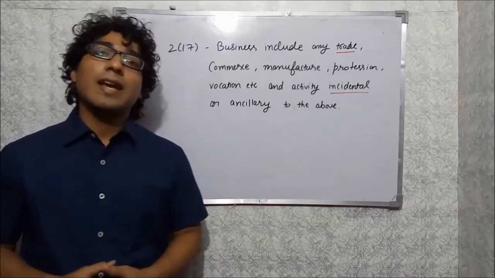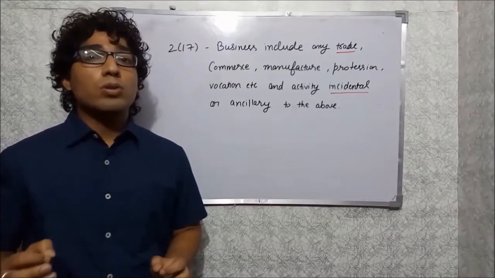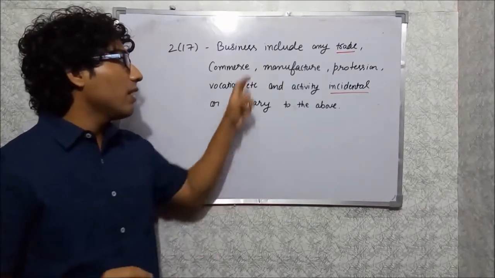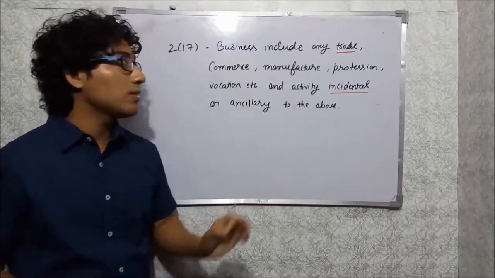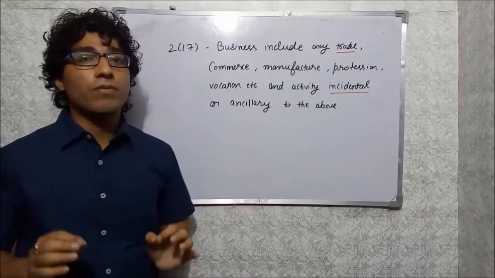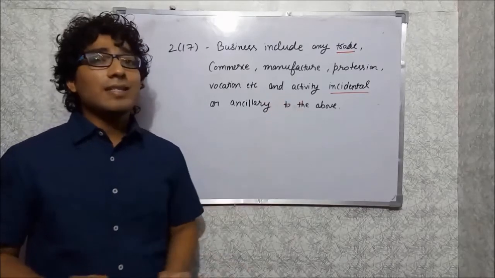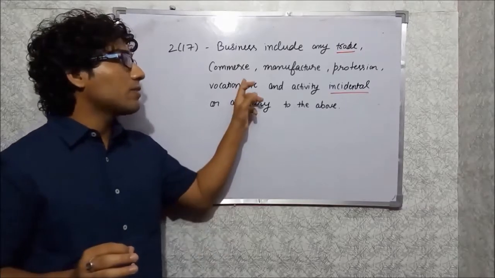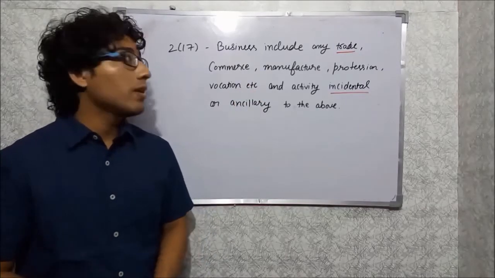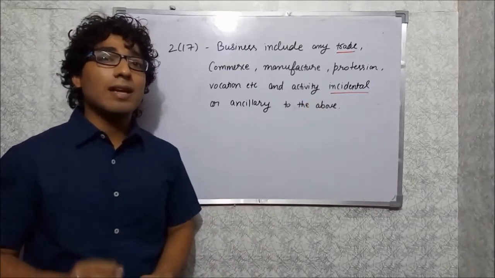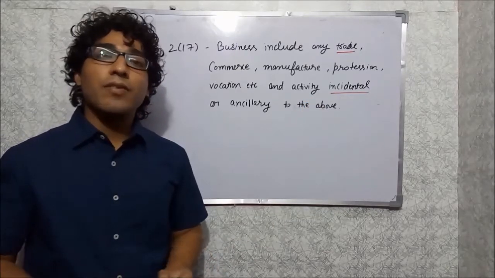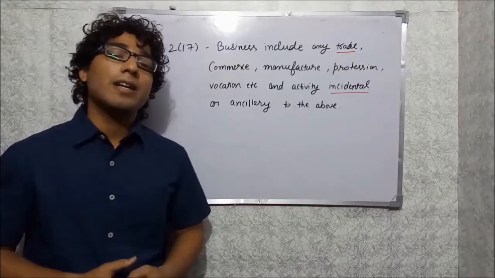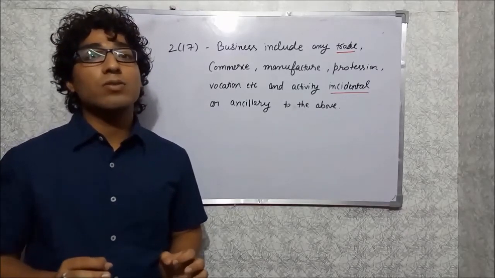The answer to the question, what exactly is the meaning of course or furtherance of business, is given under section 2 subsection 17, and it says business includes any trade, commerce, profession, manufacture or vocation, and any activity incidental or ancillary to the above. So if you're doing any trade, commerce, manufacture, profession or vocation, and the activity incidental or ancillary, or in simple terms, the activity related to the above, it will be treated as business, and as in the course or furtherance of business.